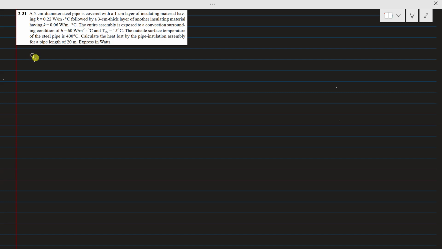So we need to find the heat loss from this pipe for a length of 20 meter. Okay, so the internal diameter of the pipe is 5 centimeter. Convert into meter, just divide by 100, so 0.05 meter. So the inner radius of the pipe is di divided by 2, that is 0.05 divided by 2, so you will get 0.025 meter.